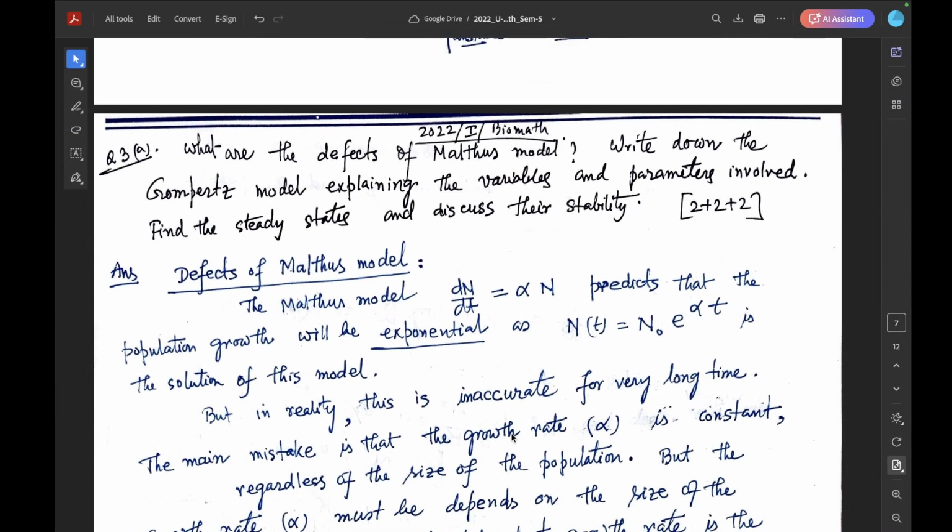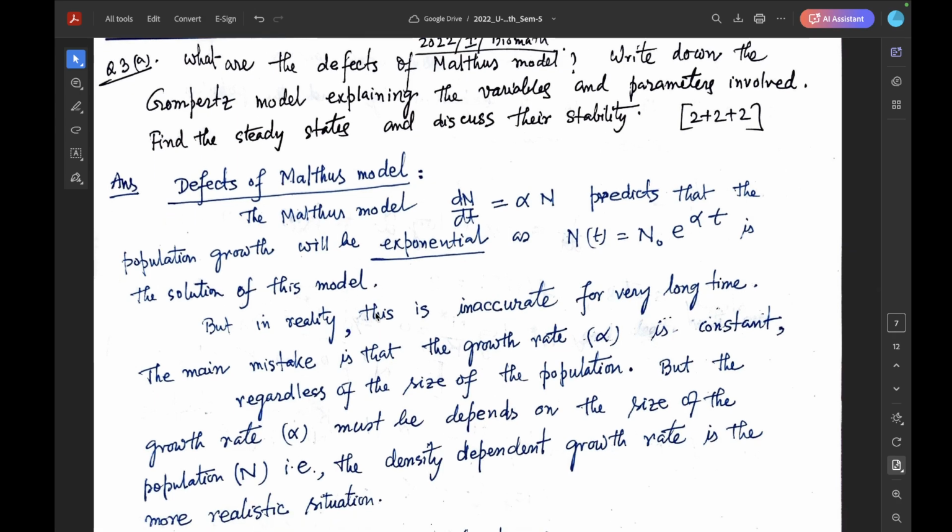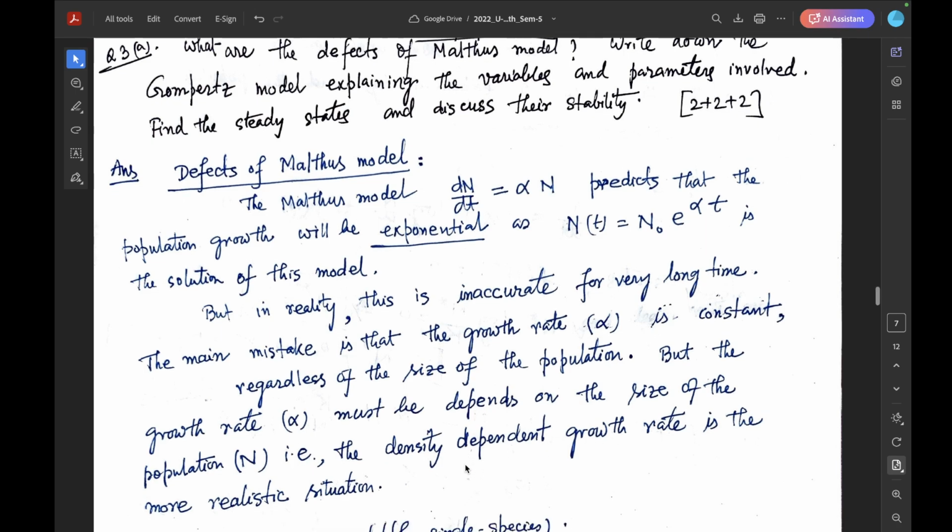Defects of the Malthus model. The Malthus model, dN/dt = αN, predicts that the population growth will be exponential, because N(t) = N0 e^(αt) is the solution of this model. But in reality, this is inaccurate for a very long time. The main mistake is that the growth rate α, this linear growth rate, is constant regardless of the size of the population. But the growth rate must depend on the size of the population N. That is, a density-dependent growth rate is a more realistic situation.